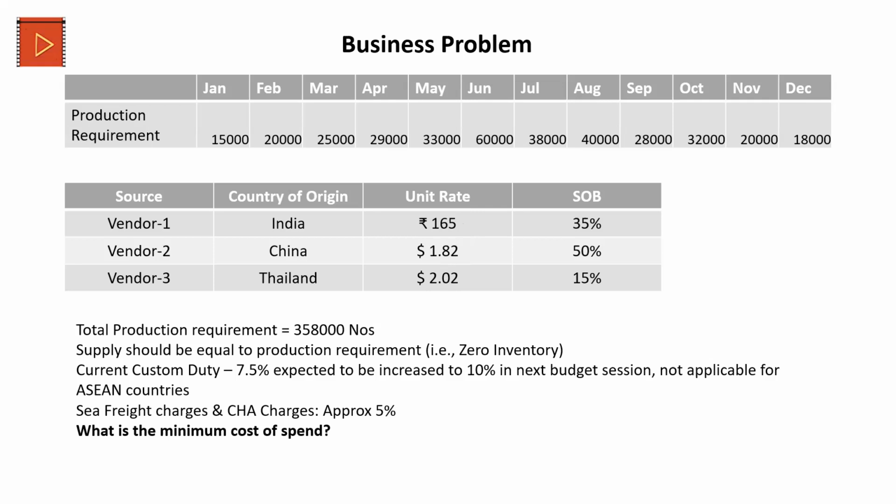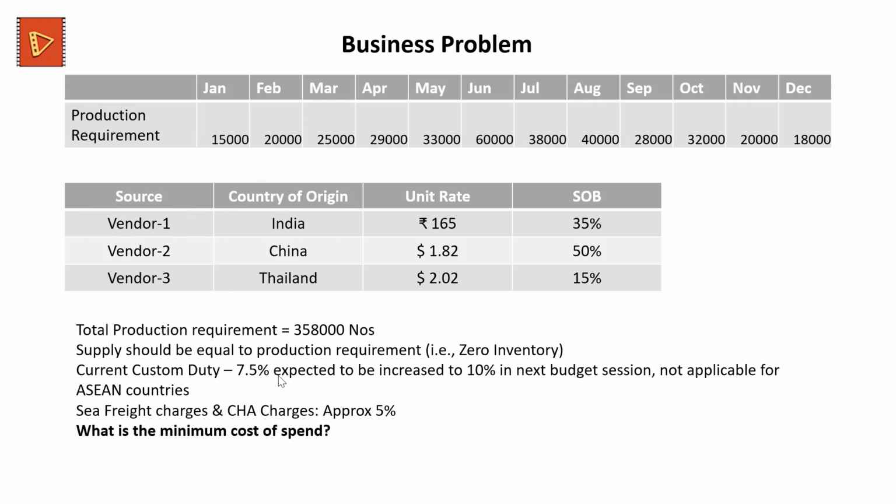The share of business also has been decided by the procurement manager: 35%, 50%, and 15%. The total production requirement over a period of 1 year is 3,58,000. There is a condition that the company will not keep any inventory, which means if 15,000 units are required in January, the procurement team has to arrange 15,000 units from either of the three vendors. If 20,000 is required, they have to arrange 20,000 only.